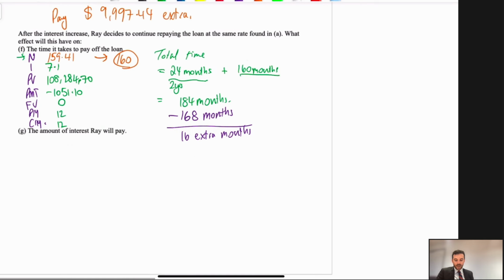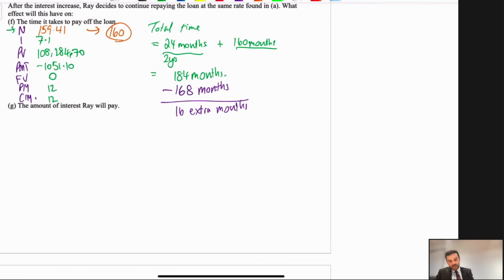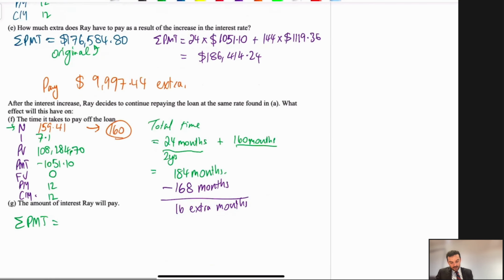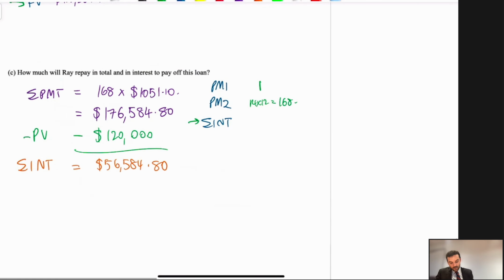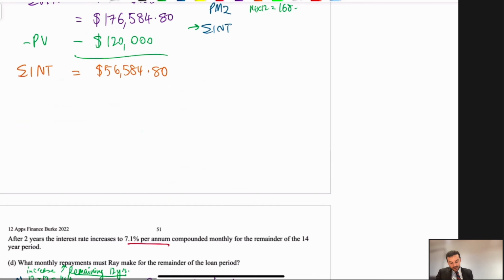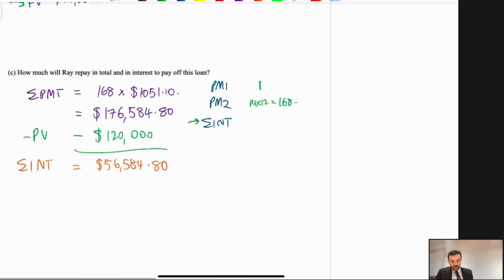The last one is the amount of interest Ray will pay. I'll just use the sum of payments strategy here. In this case, we're looking at the effect, aren't we? Originally he was going to pay 170, and 80 cents.